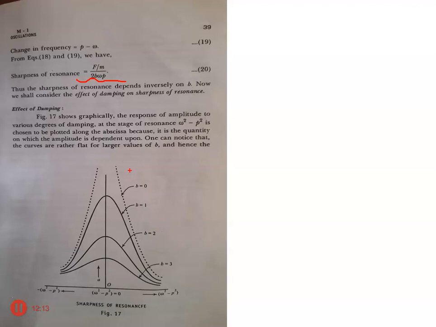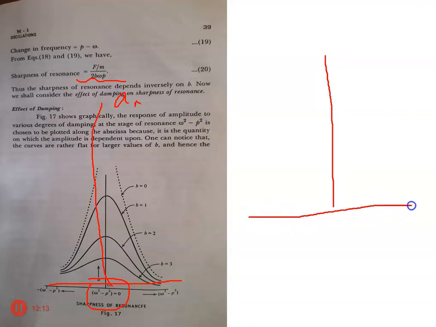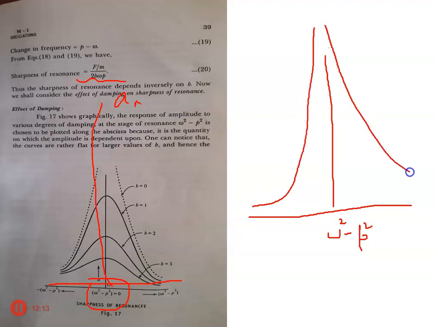So what it says is that this is your x-axis, this is your y-axis. Here you will be getting omega square minus P square, that is your maximum amplitude. Okay, so like this, let me draw here. So this is your maximum, omega square minus P square. So this is the maximum amplitude. So it goes like this and goes to infinite amplitude at the resonance point, omega is equal to P. Exactly at this point omega is equal to P.